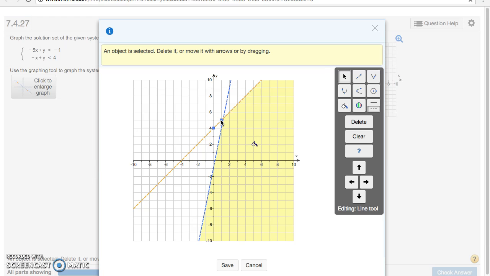When you click to make that second point again, your line appears. And it is dashed, so that's good. We're less than again, so we know we're going to be shading below this line here. Okay, which is going to shade everything below.